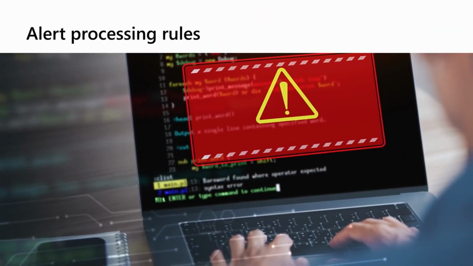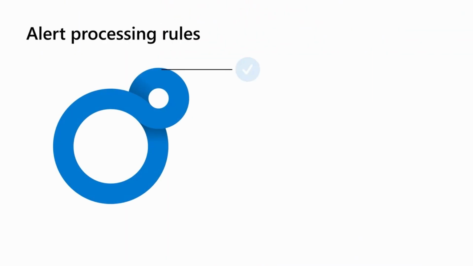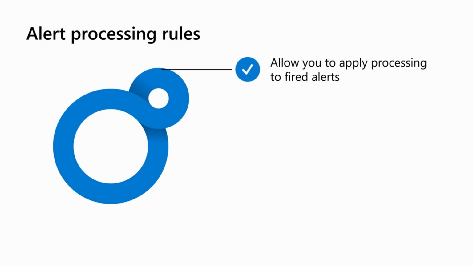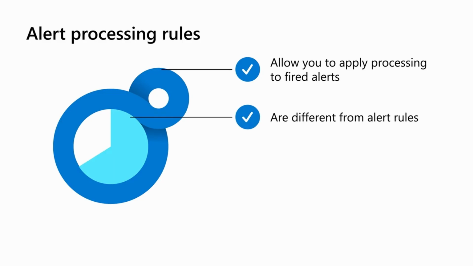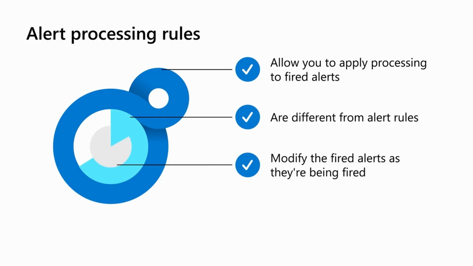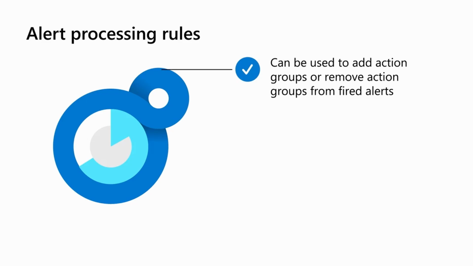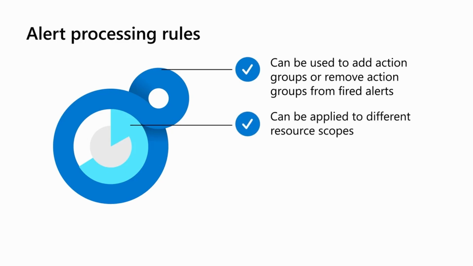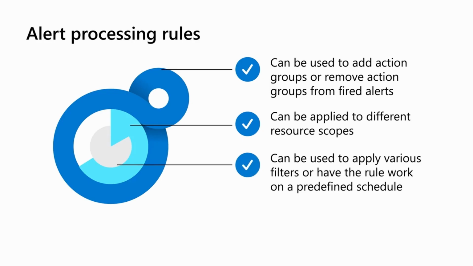Finally, let's look at alert processing rules. Alert processing rules allow you to apply processing to fired alerts. Alert processing rules are different from alert rules. Alert rules generate new alerts, while alert processing rules modify the fired alerts as they're fired. You can use alert processing rules to add action groups or remove, that is, suppress action groups from your fired alerts. You can apply alert processing rules to different resource scopes, from a single resource to an entire subscription. You can also use them to apply various filters or have the rule work on a predefined schedule.